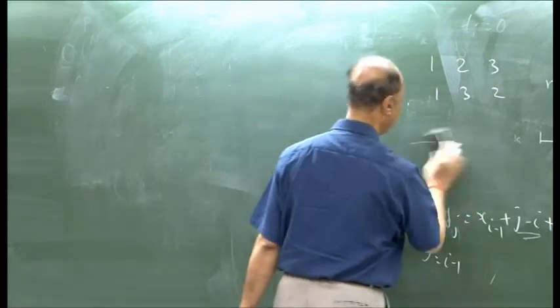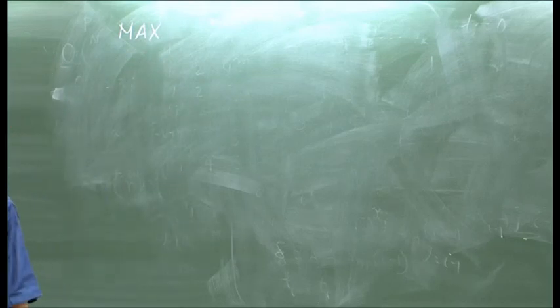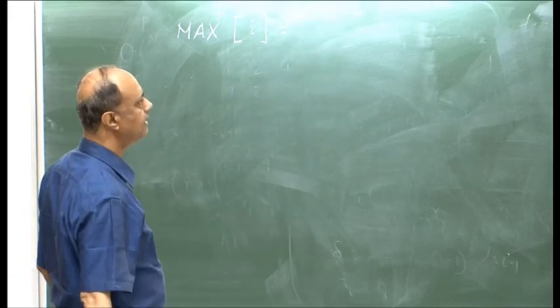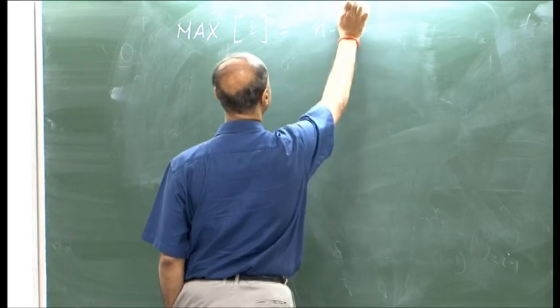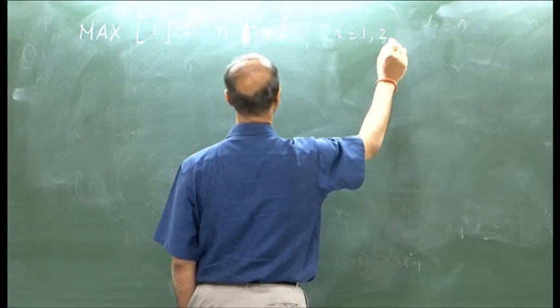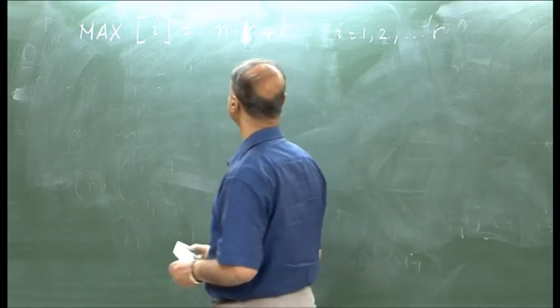Now let us define a few arrays first, otherwise it will be difficult to write the algorithm. I know one array is max, that means the maximum value it can attain. So what is max i? Max i is n minus r plus i, for i equals 1 to r. When i equals 1, it can take n minus r plus 1. When i equals r, it can take n.